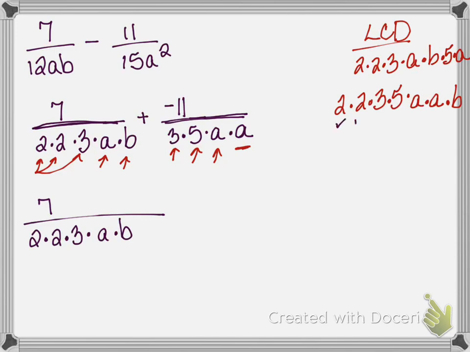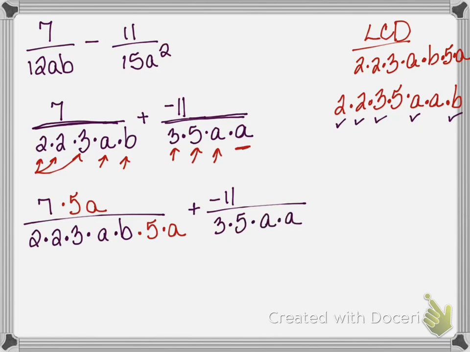So I've got a 2, I've got a 2, I've got a 3, I've got an A, and I've got a B. What am I missing? An A and a 5. And if I put it on the denominator, I also have to put it on the numerator. Okay? For this one, I have 3 times 5 times A times A. Okay? So I have accounted for a 3 and a 5, an A and an A.